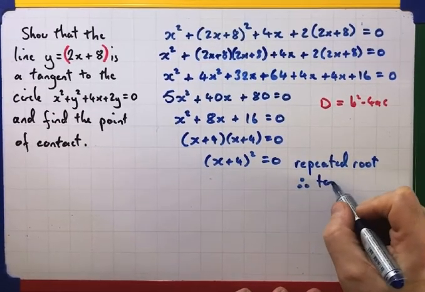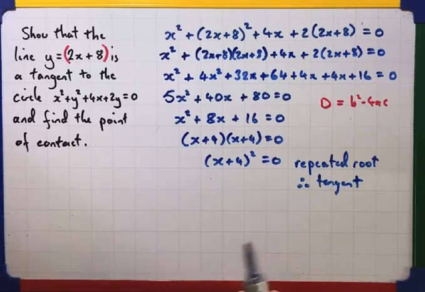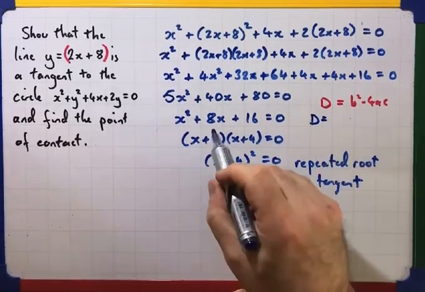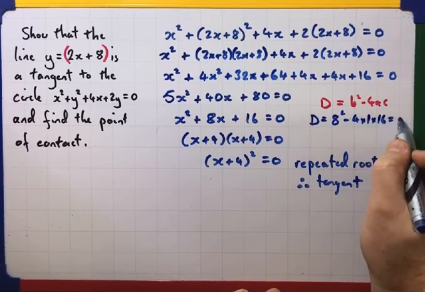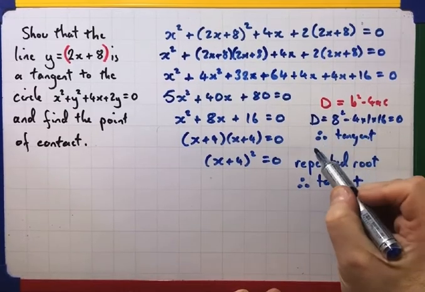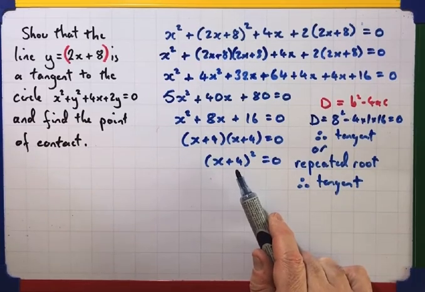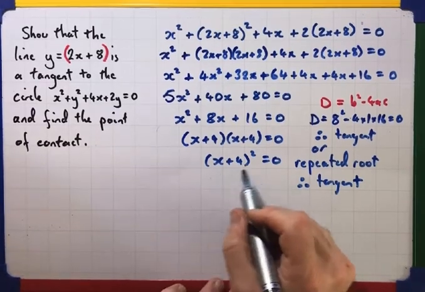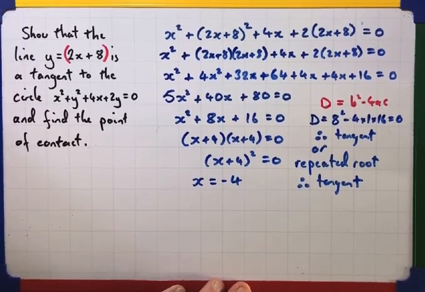Therefore, a tangent. Remember, I need to state that, or I need to show that the discriminant's equal to 0. If I was doing the discriminant, I could show that, look, b squared, so 8 squared, take away 4 times 1 times 16, and that gives you 0. Therefore, you could say it's a tangent. So you do that or that. You wouldn't do both. And to be honest, with this one, since we need the point anyway, I'd use the repeated root method here. Okay, so that will give us x equals minus 4, which is our repeated root.